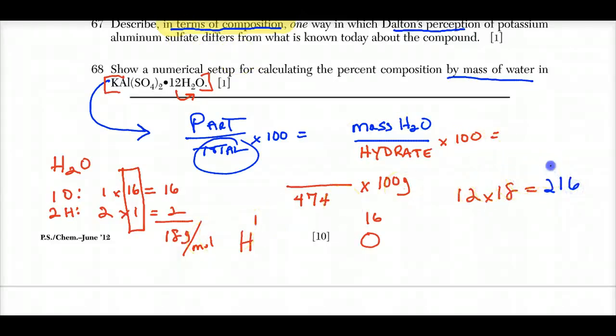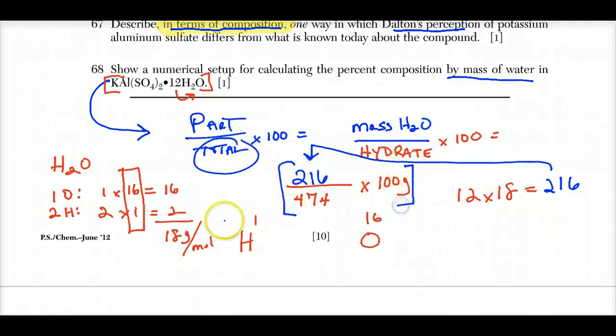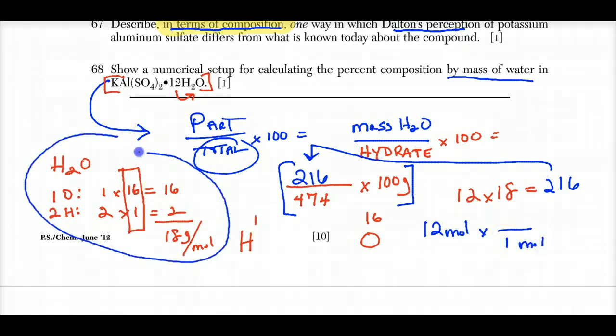All right, and then I'm going to put that right there, 216 over 474 times 100, and that's our setup. We needed to figure out how many grams were the water, and all we did is we figured out it was 12 moles. So if I write this out better, 12 moles of H2O, we want to convert that to grams for every 1 mole of water. This is what we figured out. We found a molecular mass. It was 18 grams for every 1 mole. And that's why we times it together to get 216 grams. And that's how that works.